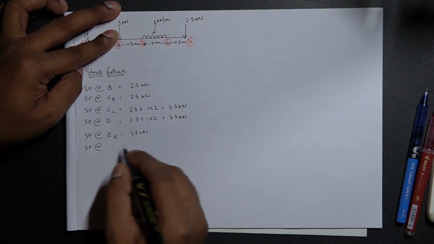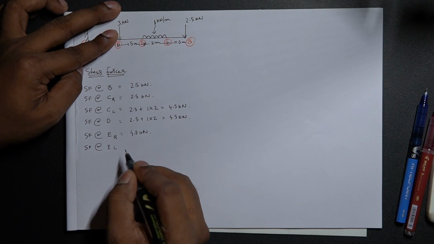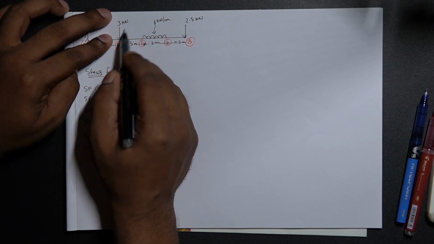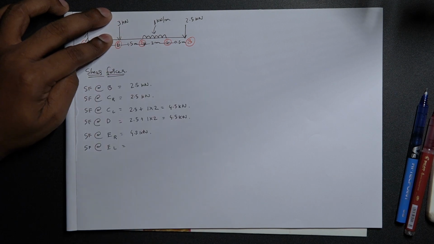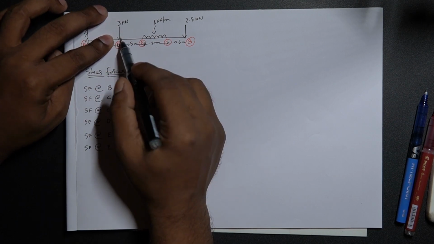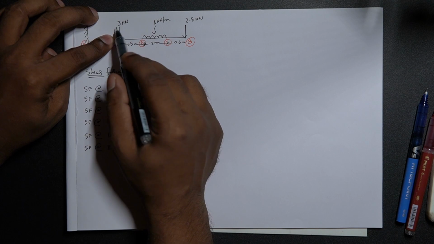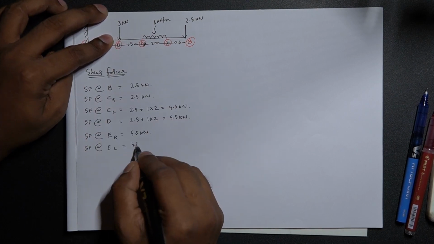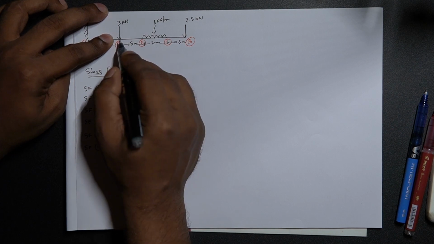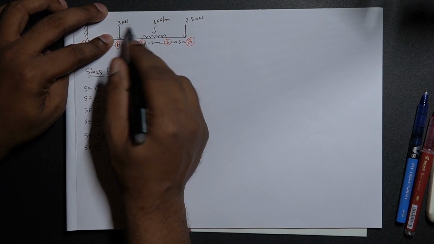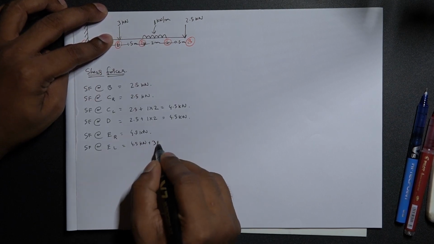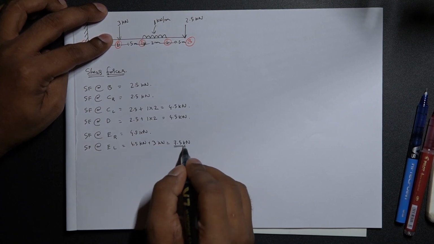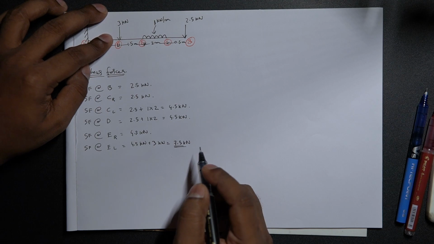Shear force at left of E. Now towards the left of E, we have this 3 kilonewton point load acting downward, which is included in the entire shear force towards the left of E. Now it is 4.5 kilonewtons up to E, and a 3 included, that is 3 kilonewtons. That would be 7.5 kilonewtons of force acting towards the left of E.